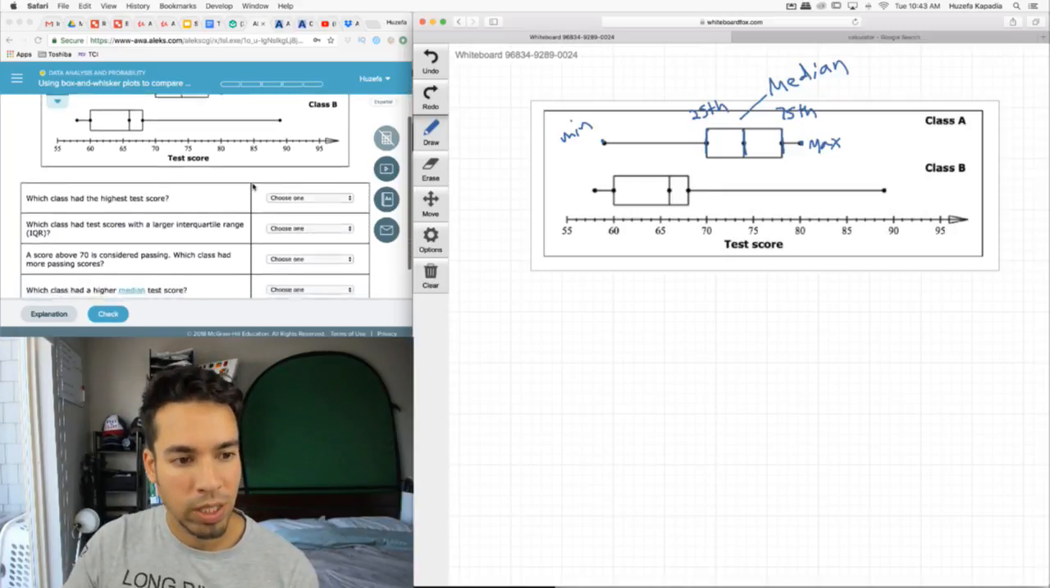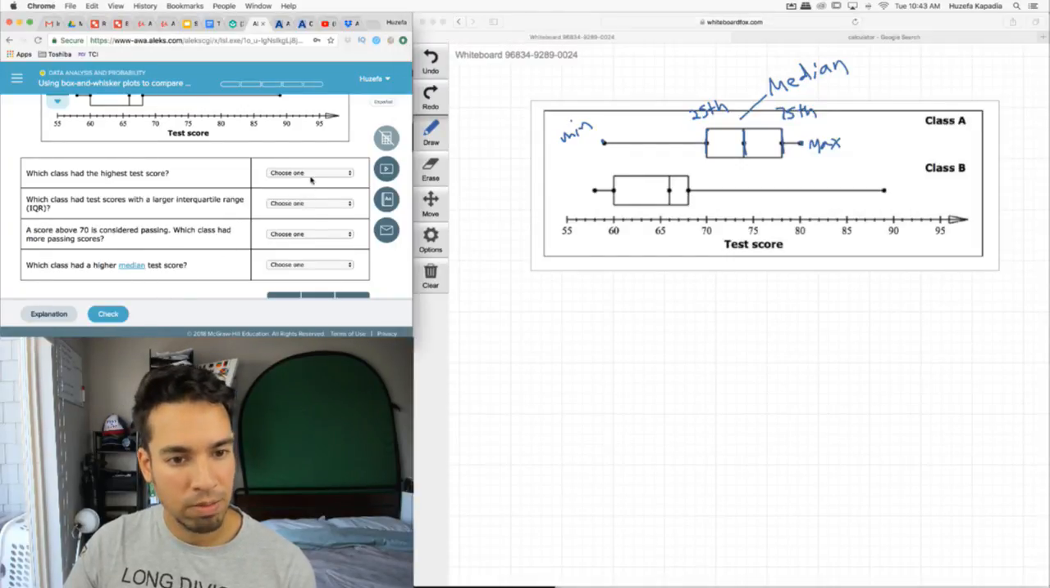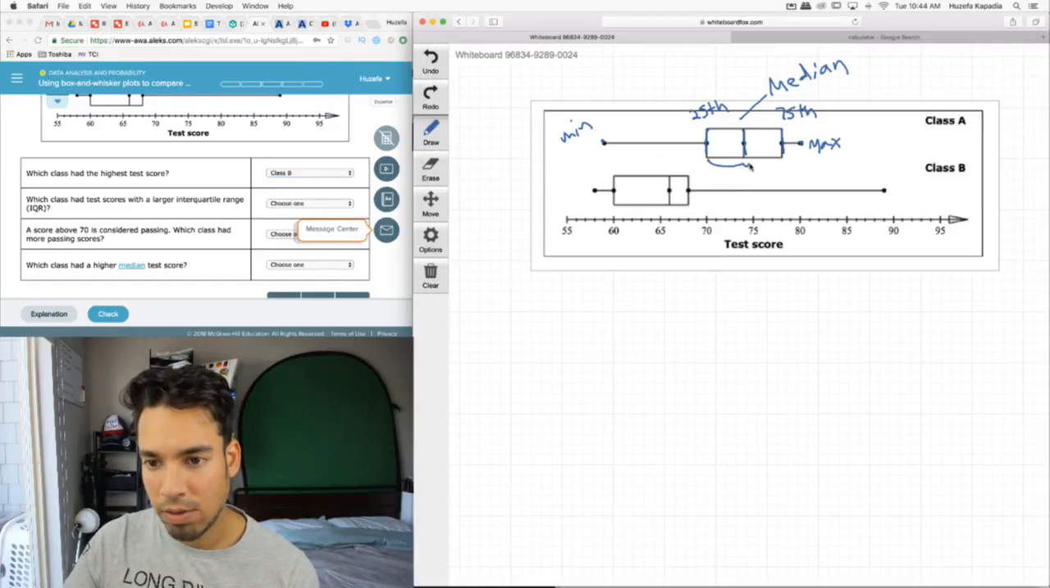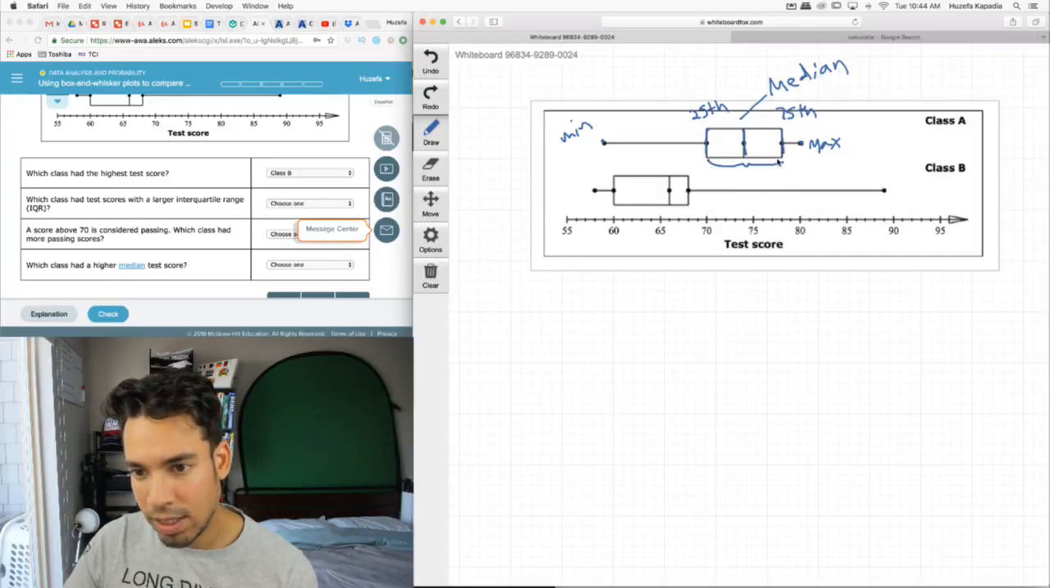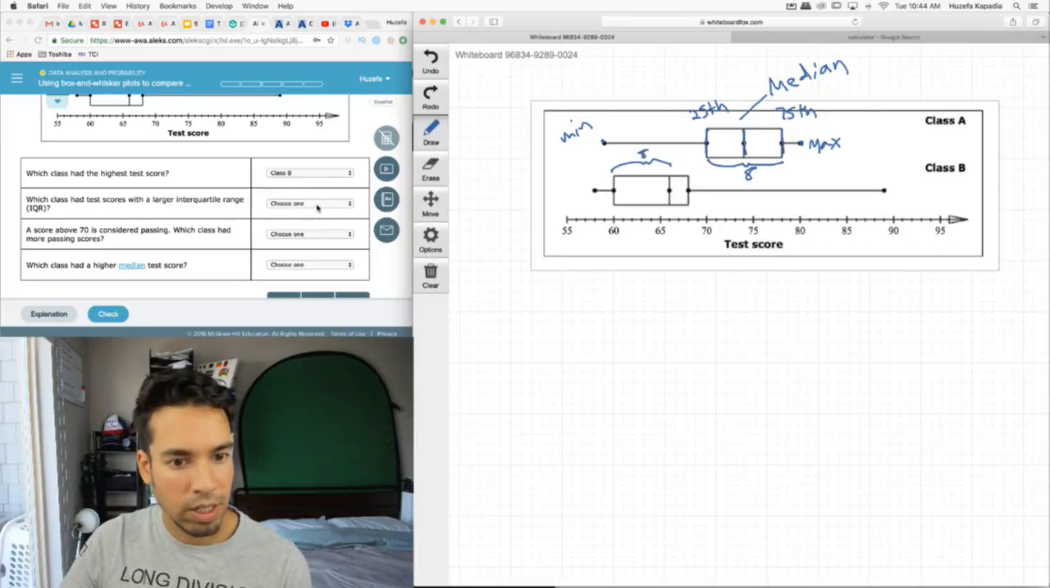So now it's really nice because we can answer these questions pretty easily. Which class had the highest score? Well, which one had the one farthest to the right? This guy, class B. This person got an 89%. Which class had the highest test score with the larger interquartile range? Interquartile range is this range right here between the 25th and 75th percentile. So which one had a larger one? Well, it looks like this goes from 70 to 78, so this is an interquartile range of 8. This one goes from 60 to 68, so they're both 8. So I'm going to say they're equal.